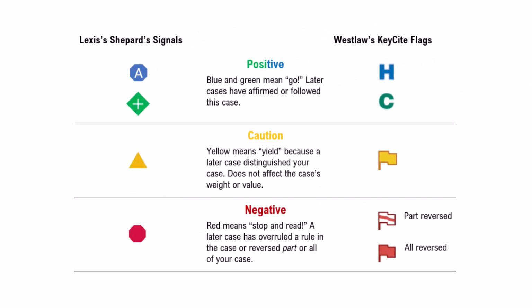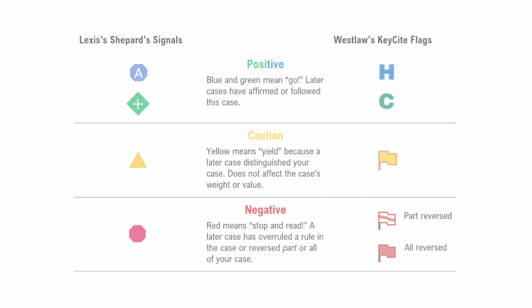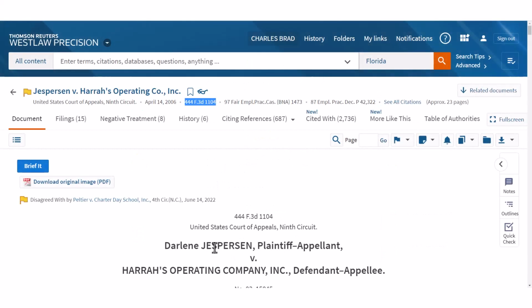Okay, so you're looking at the three levels here of these citation signals or flags. We have positive, caution, and negative. Let me show you where to find them. So normally when you're reading a case, you'll find it up near the title of the case. So as I'm reading Jesperson, I see it has a yellow flag.